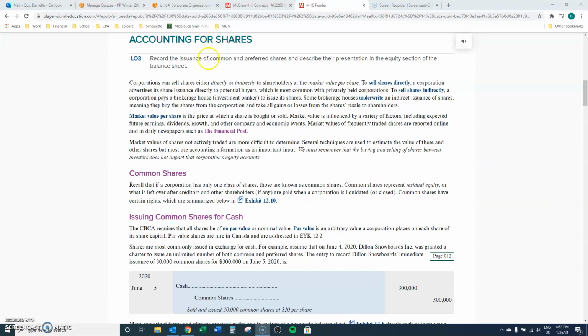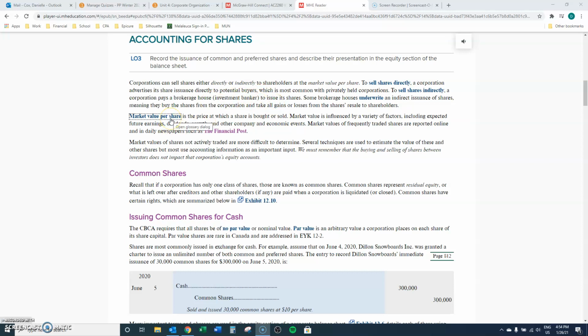Accounting for shares. Again, this kind of stuff here is just more background, so that you know the terminology. Corporations can sell their shares directly. That's usually done when it's a private corporation. Or they can sell their shares indirectly, and that's usually when it's a public corporation, and there they would use a brokerage house or an investment bank or someone to sell the shares for them.